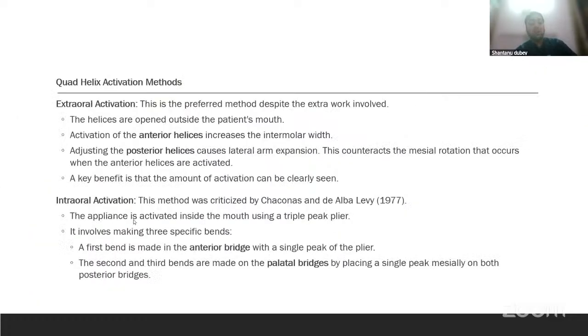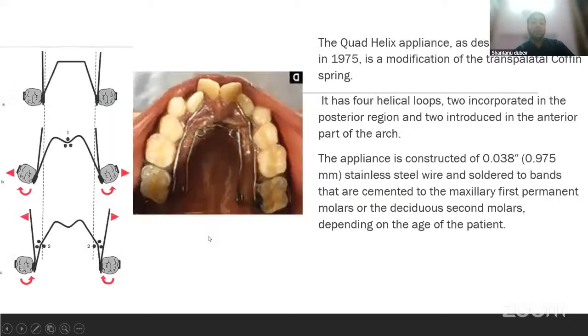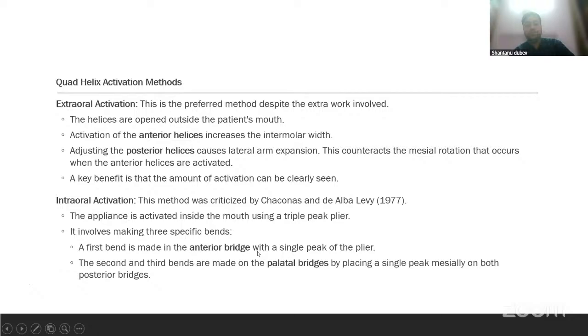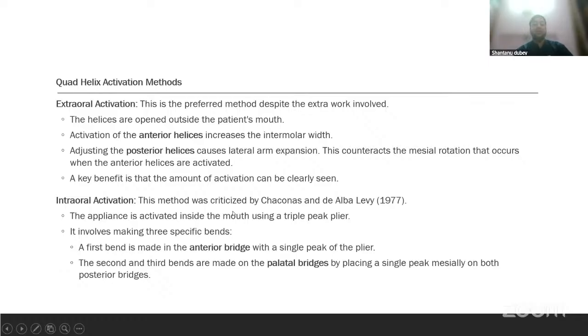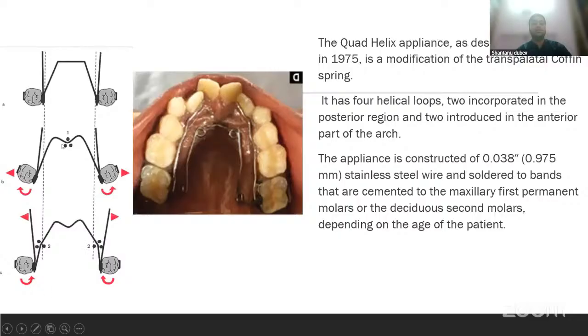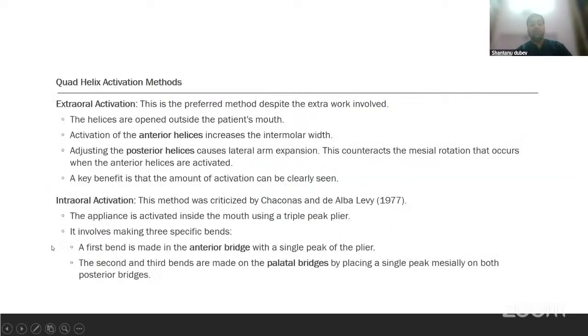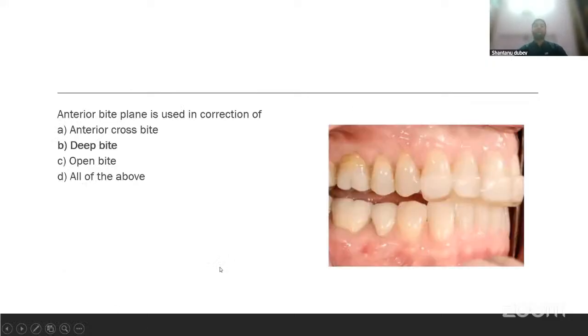And whenever intraoral activation has to take place, this method utilizes three-prong pliers, the way I told you, and we introduce a bend. So the first bend is in the anterior bridge, with the single beak of the plier towards the front. The second and third bends are made on the palatal bridges. Palatal bridges are these bridges. So this is the anterior, these are the palatal, on both the posterior bridges. So this is how a quad helix works.